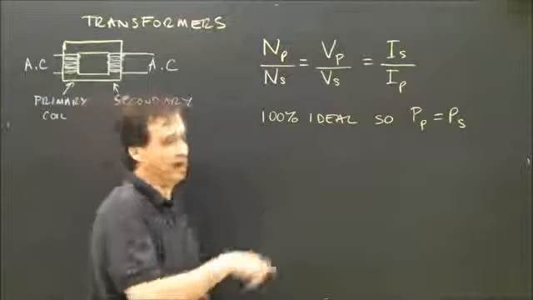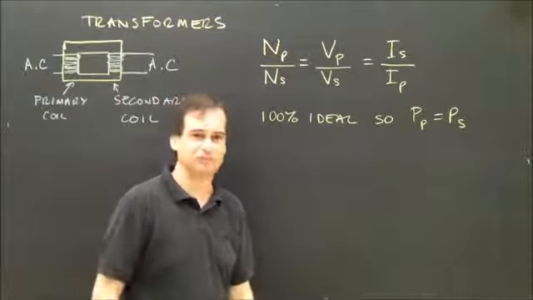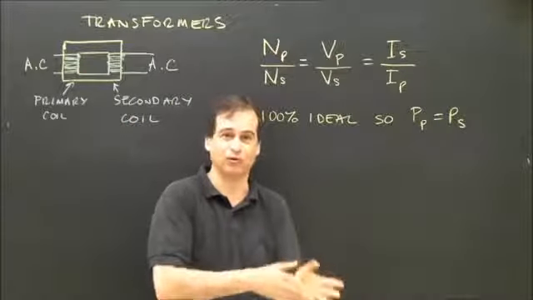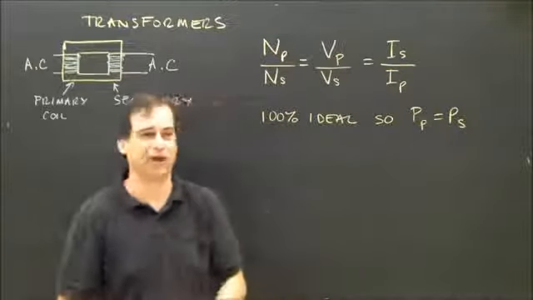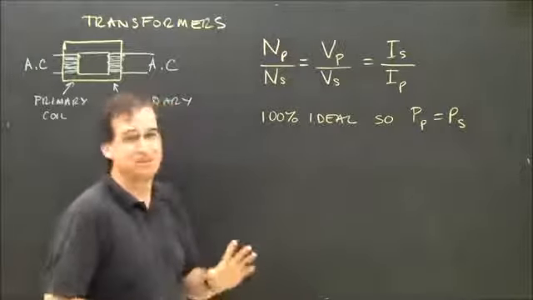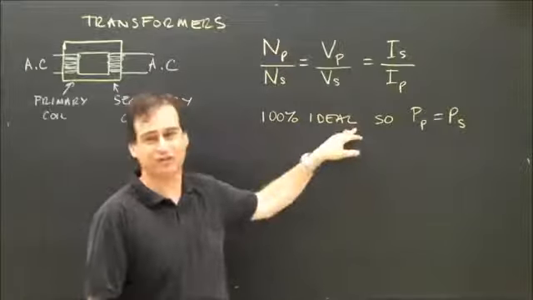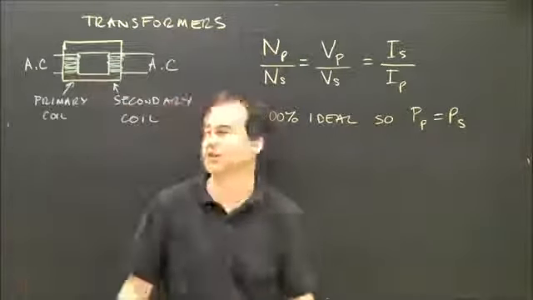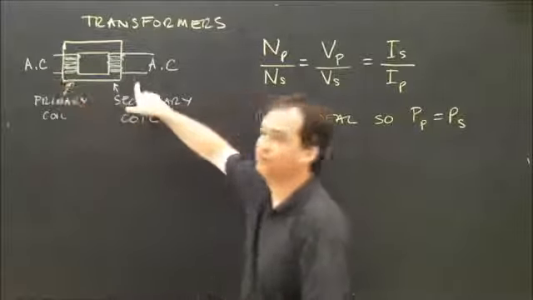We also know that power equals voltage times current. In reality, a transformer changes the electricity, the voltage, but you actually lose some power. Energy is lost to heat and inefficiencies. So to keep it simple, we're just going to say it's a 100% ideal transformer, and the power on this side is equal to the power on this side. So V times I here is equal to V times I here.